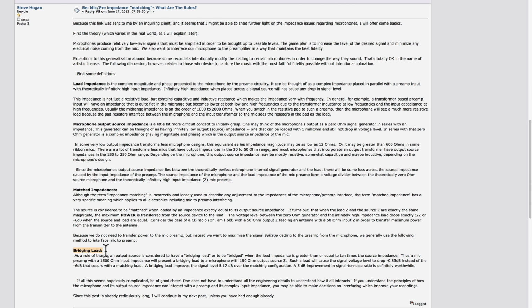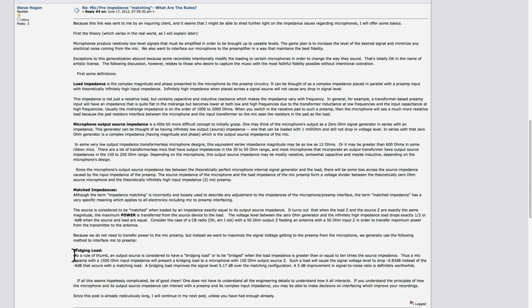Overall, the goal is mainly not so much to match impedances these days, but more to bridge impedances. So he says, for bridging load, as a rule of thumb, an output source is considered to have a bridging load, or to be bridged, when the load impedance, that's the input impedance on the preamplifier or recorder or mixer, is greater than or equal to 10 times the source impedance. Source impedance is the microphone's output impedance.